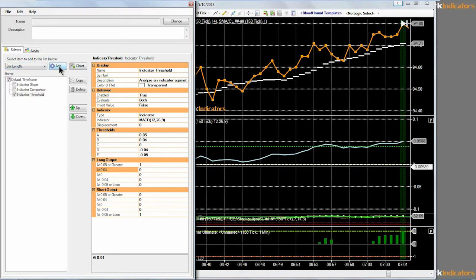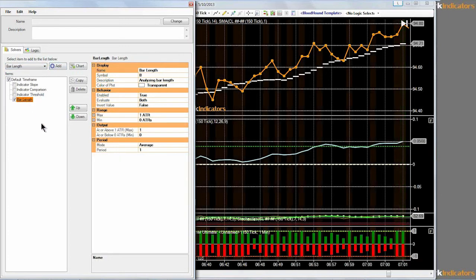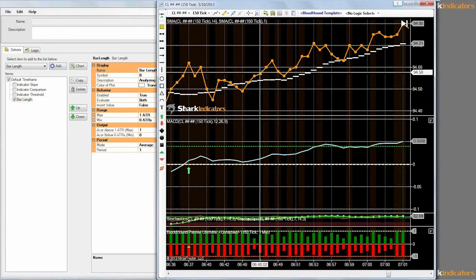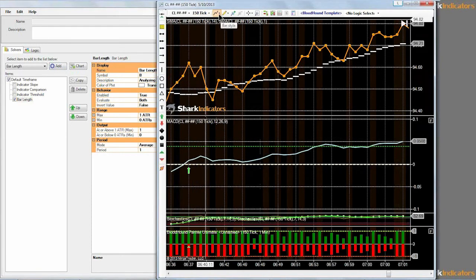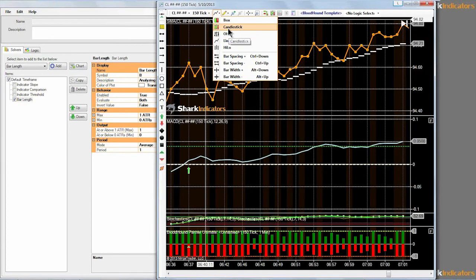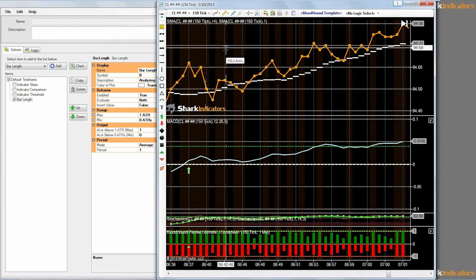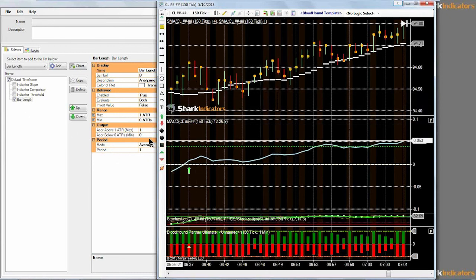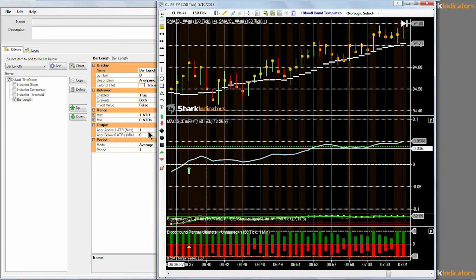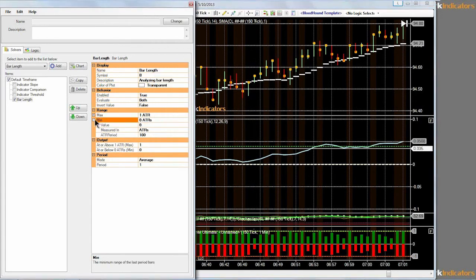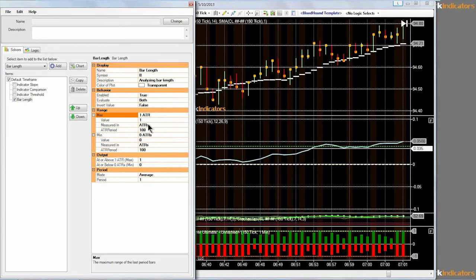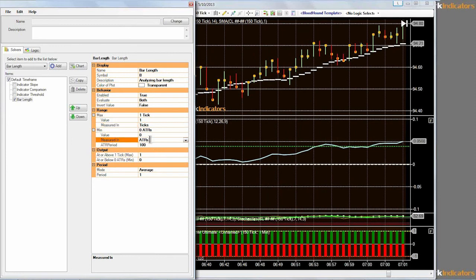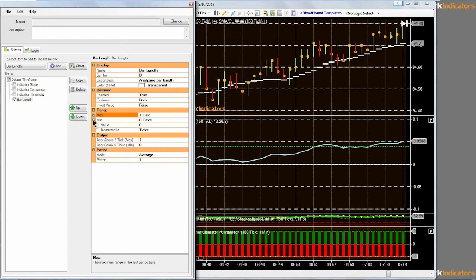So like the bar length, right? Obviously it's looking at the length of the bar. So in order to see that correctly, I would need to put it back on. Actually, I'm going to put it on high-low. There we go. So the bar length is measuring the high to the low. And kind of defaults to ATRs, but let me put it on something simpler, such as ticks. I'll put the other one on ticks. That's a little easier to see.